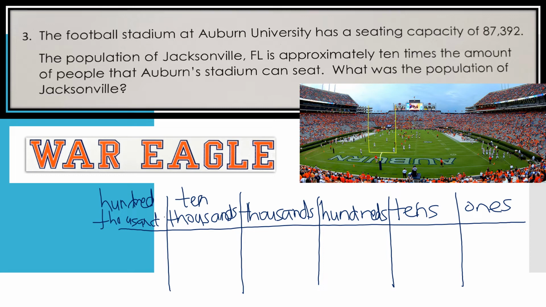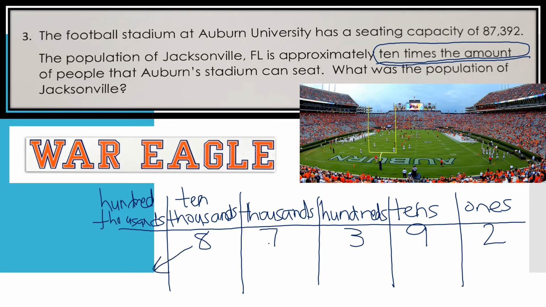All right, so when we place our number in the chart, don't forget you can pause the video at any time if I'm going too fast. We have 8 10,000s, 7,000s, 300s, 9 10s, and 2 1s for 87,392. If I need 10 times the amount, notice I'm circling that, you should too. Remember, our places have to move over to the next place because each place is 10 times the place to its right. Remember that? So we're going to move these over. 8, 7, 3, 9, 2, and then that means I'm going to place a 0 in my ones place.